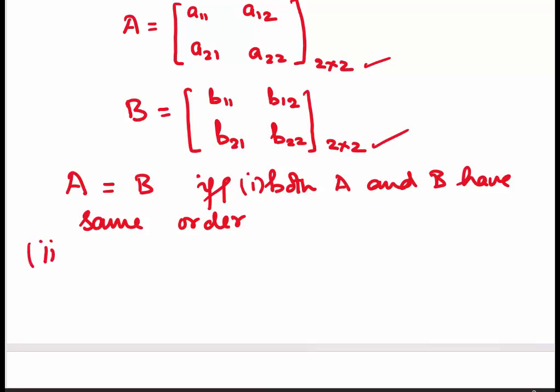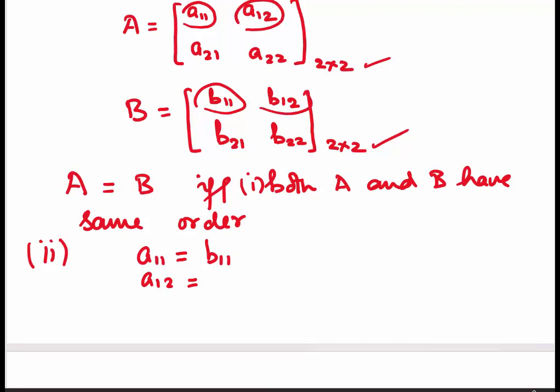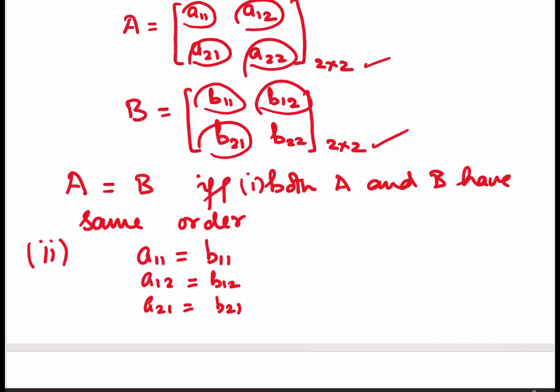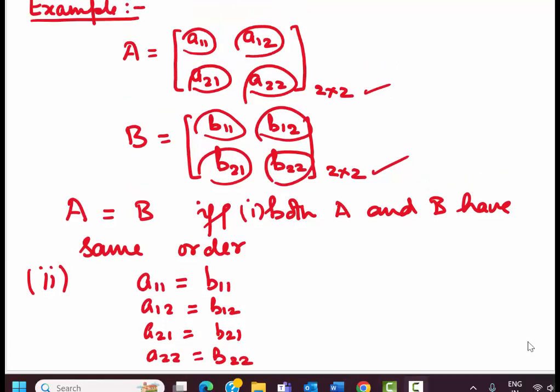And the second thing is that my A11 is equal to B11. So, element corresponding to A11 is B11. A12 is equal to B12. That's its corresponding element. A21 is equal to its corresponding element, B21. And A22 is equal to B22. So, when both the conditions are satisfied, we say that the matrices are equal.